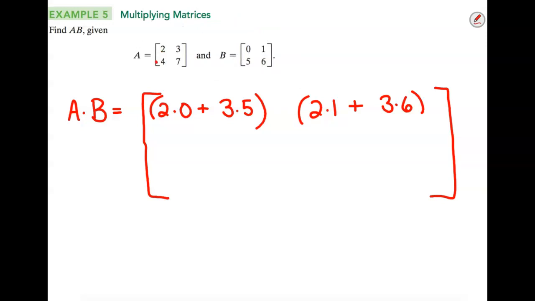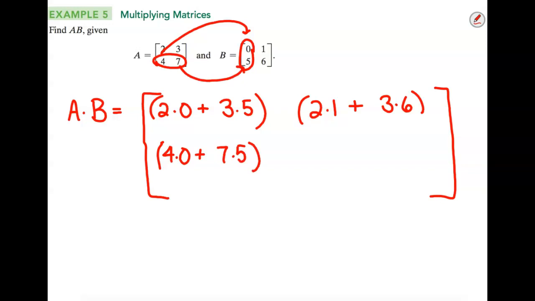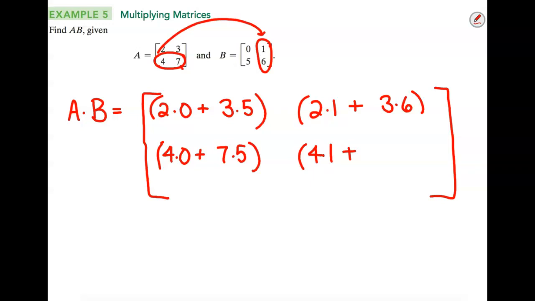Now, we're going to row 2, multiply it to column 1. So 4 and 0 are multiplying together. So 4 times 0 plus 7 times 5. Last one. 4 and 7 are going to multiply to 1 and 6. So 4 times 1 plus 7 times 6. All right.